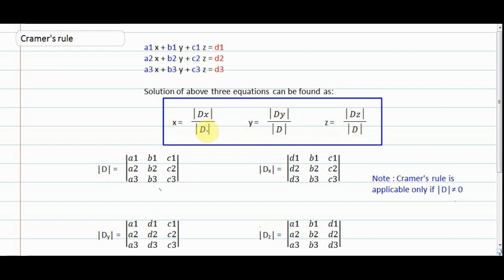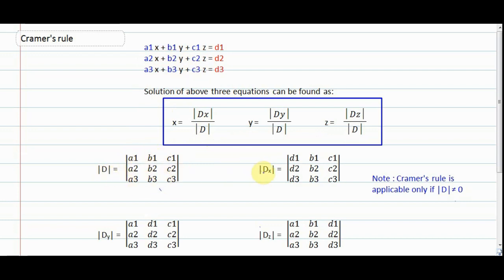Here d is a matrix of coefficients. Here you can see that we are having a1, b1, c1, a2, b2, c2 and a3, b3, c3 as coefficients of x, y and z. So D is nothing but the coefficient matrix.